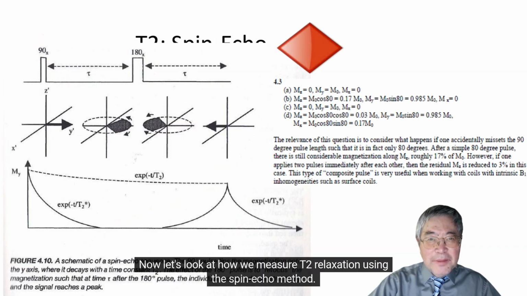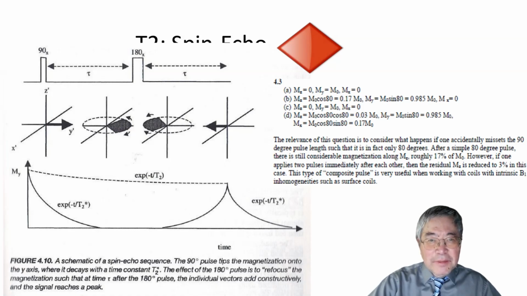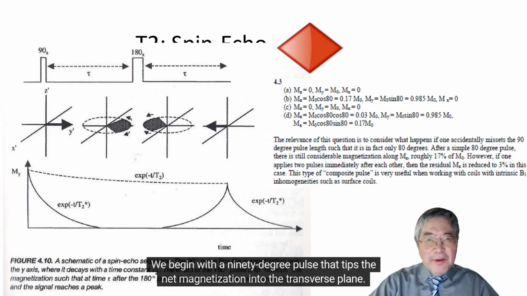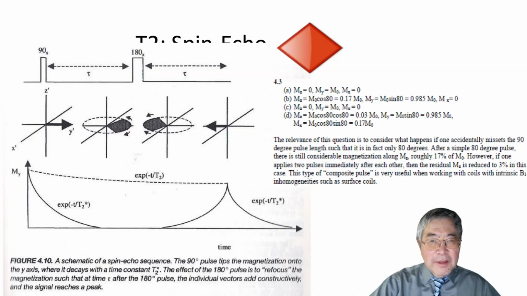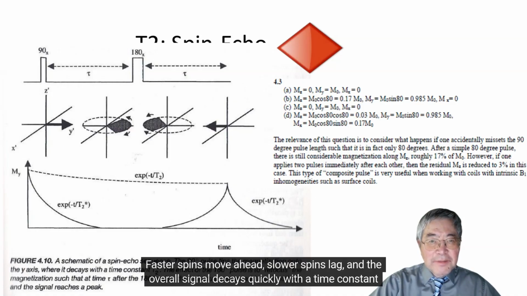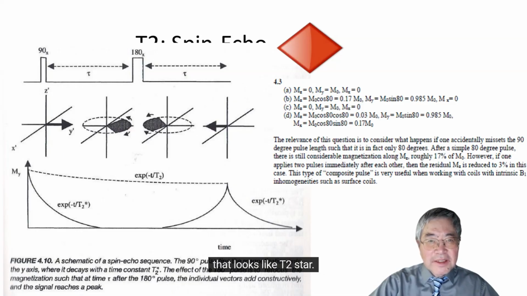Now let's look at how we measure T2 relaxation using the spin echo method. We begin with a 90-degree pulse that tips the net magnetization into the transverse plane. Right away, the spins begin to dephase because of small differences in their local magnetic environments. Faster spins move ahead, slower spins lag, and the overall signal decays quickly with a time constant that looks like T2 star.